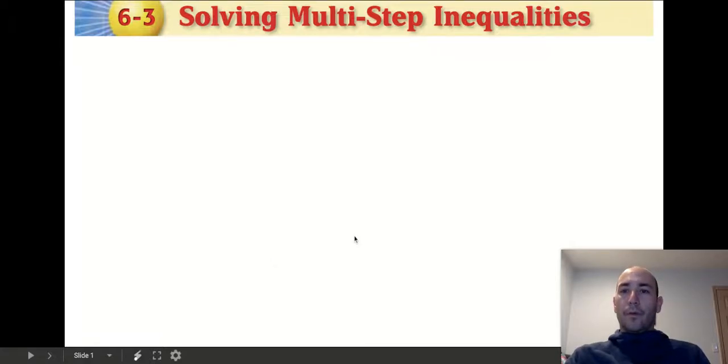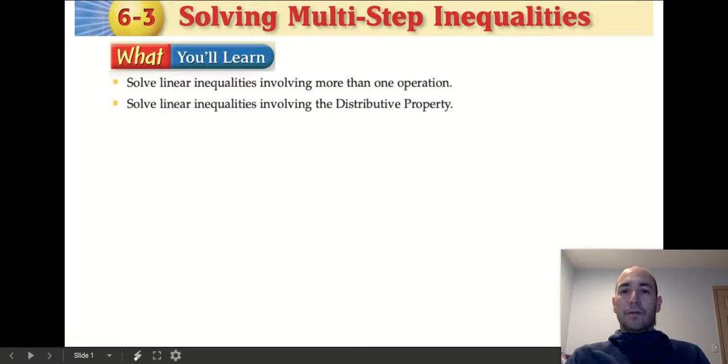So we're going to be working on Chapter 6, Lesson 3, Solving Multi-Step Inequalities. What we're going to learn in this lesson is how to solve linear inequalities involving more than one operation. And we're going to be learning how to solve linear inequalities involving the distributive property.